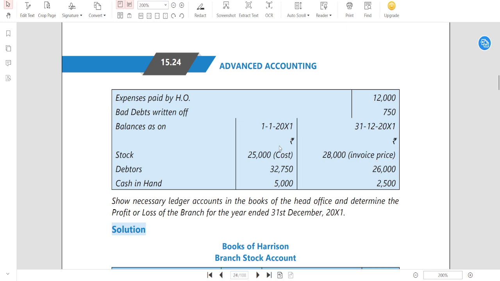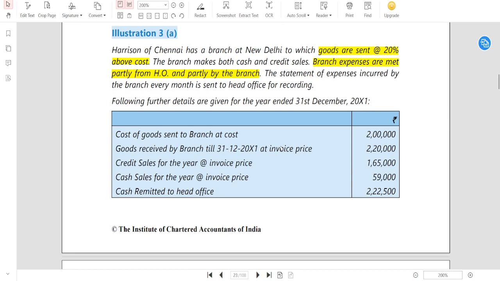So books of किसका है? ये books हम लोगों ने किया है हैरिसन का, Harrison of Chennai. Okay, so you can say Harrison of Chennai has a New Delhi branch.